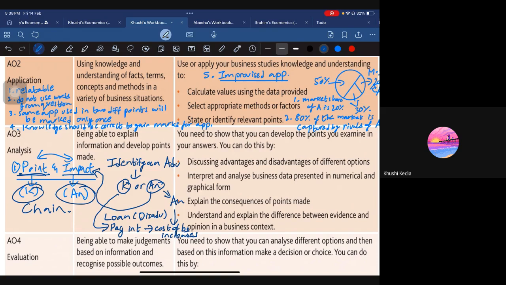So your analysis should have a very clear-cut impact on the business that you're talking about. Making a chain is a good way to do it, but that is for the bigger questions like the 8 and 12 marker, where you have to build up a chain. Do you know how to build up a chain? I think so. Okay, I'll give you a point.